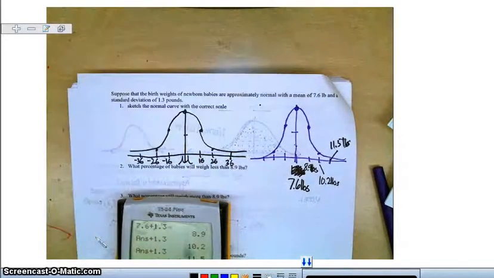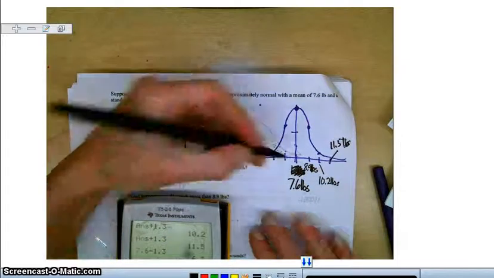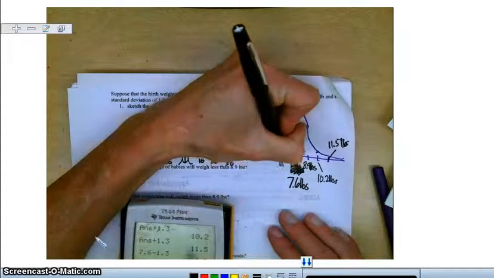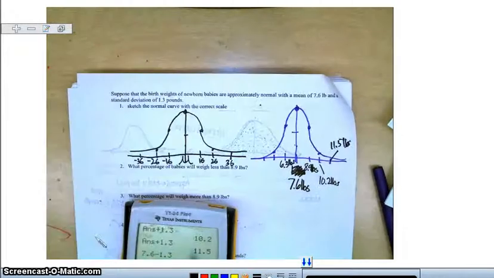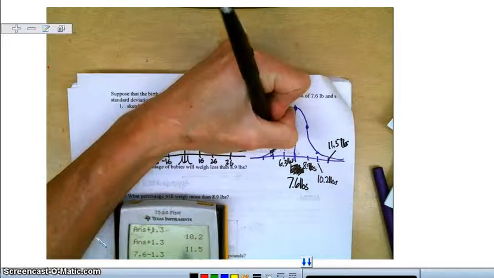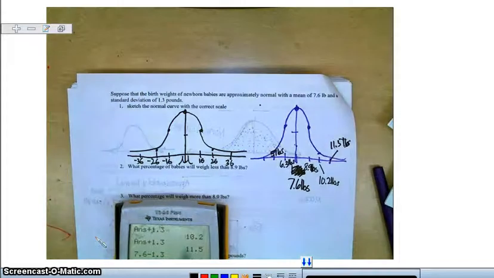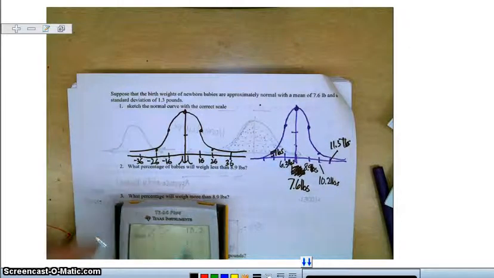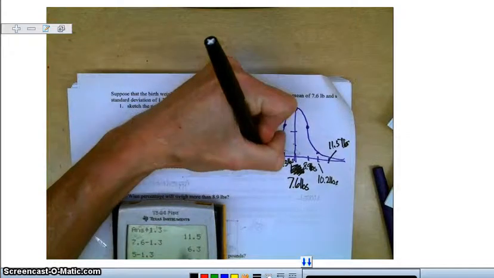Okay, now I'm going to go back to the 7.6, and now I'm going to get the other standard deviations by subtracting 1.3, and that gives me that this is 6.3 pounds. And then subtract 1.3 again, that gives me that this one is 5 pounds. And then subtract 1.3 again, that gives me that this is 3.7 pounds.